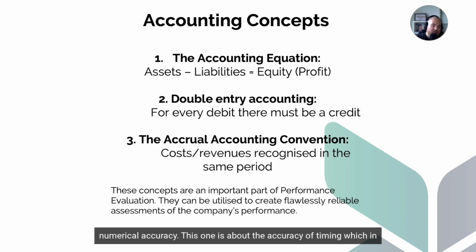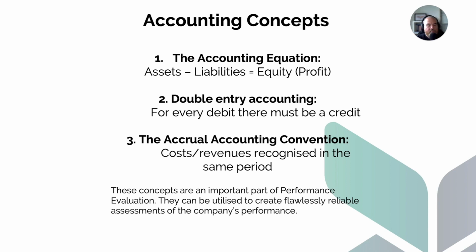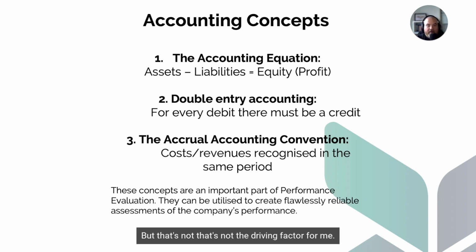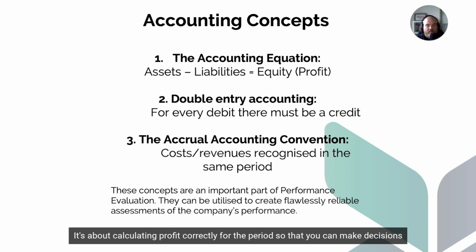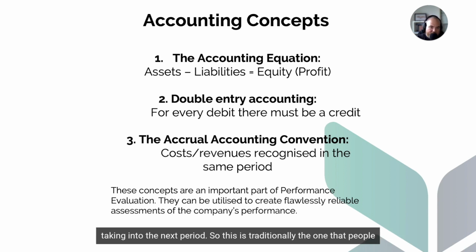This one is about the accuracy of timing. I always bang on about how the correct calculation of profit in a given period is vital for performance valuation and making decisions in your business. So the timing is absolutely vital for that. It's a requirement anyway under accounting standards and in order to correctly calculate your tax bill, but that's not the driving factor for me. It's about calculating the profit correctly for the period so that you can make decisions taking you to the next period. This is traditionally the one that people struggle with the most if they haven't got a financial or accounting background. So we're going to go through a couple of examples just to hammer the point home.